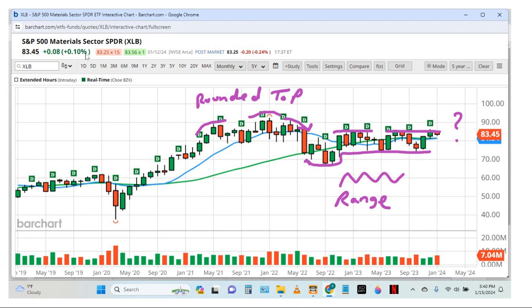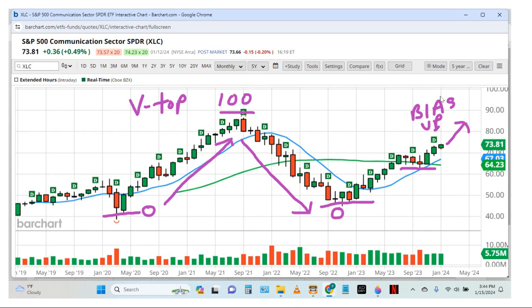As far as another sector, the materials sector, symbol XLB, it's also had this rounded top into a bear market, and now we've been in a range for quite a while. So as far as materials companies go, that's a big question mark. Will they break out or will they just continue sideways? You can see these trends can last for quite some time. So materials, just one to watch.